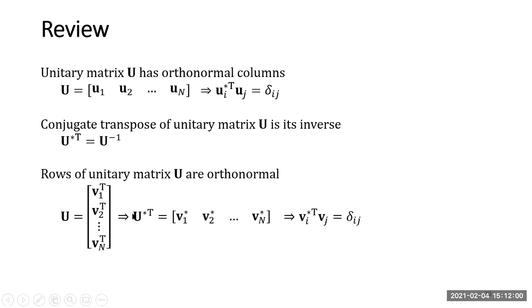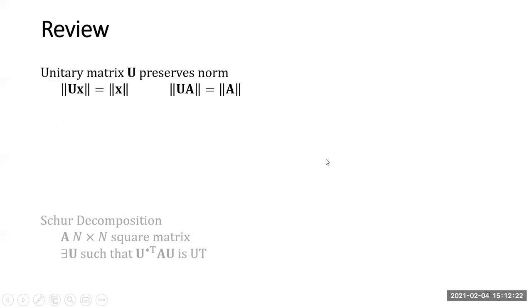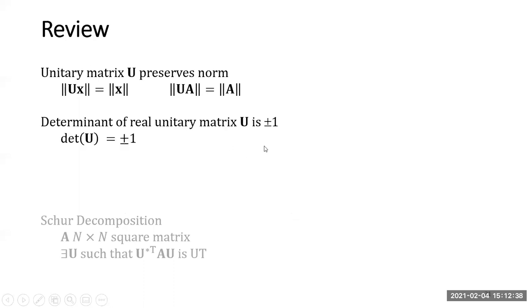So if Vi transpose is a row, then Vi star transpose Vj equals delta ij. So Vj is a column of U transpose. Schur decomposition we won't do. Anyway, unitary matrices preserve the norm. Norm of Ux equals norm of x. Norm of UA, where A is a matrix, equals norm of A. Determinant of a real unitary matrix is plus or minus 1. Determinant of U is plus or minus 1.